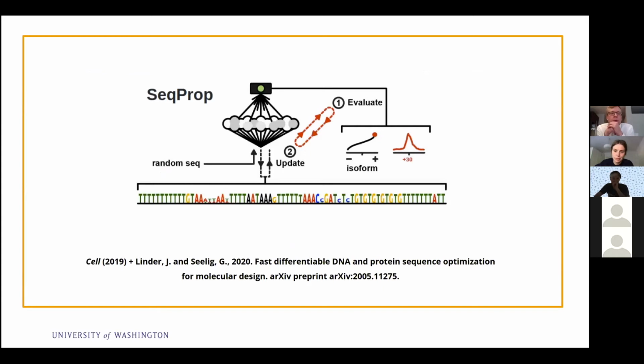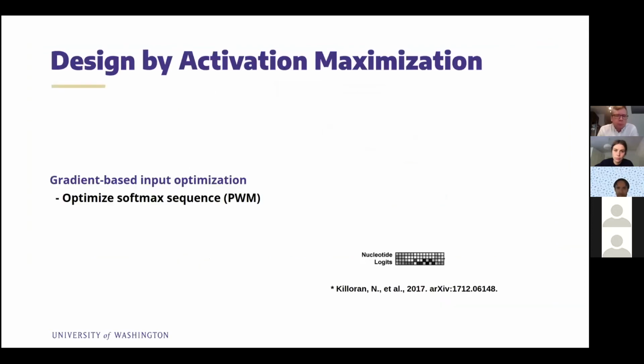So here I'm going to talk about a quite simple heuristic method that we developed that seems to be very fast at designing sequences, that we call Seekprop, that is based on the simple idea of gradient ascent or activation maximization, as it's also called, with some added modifications that makes this suitable for sequence design.